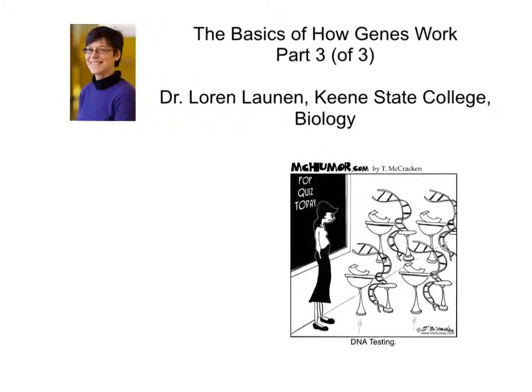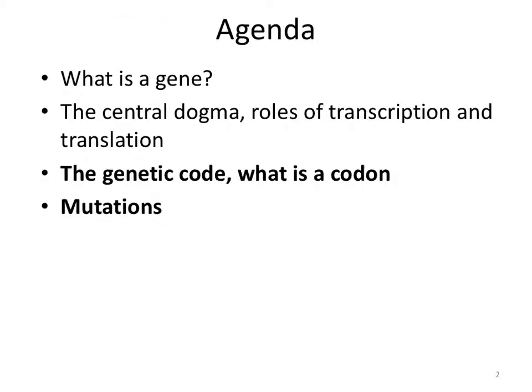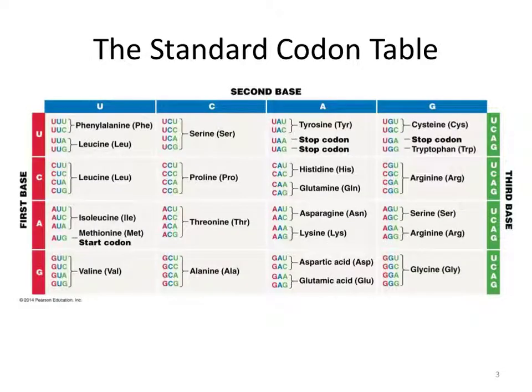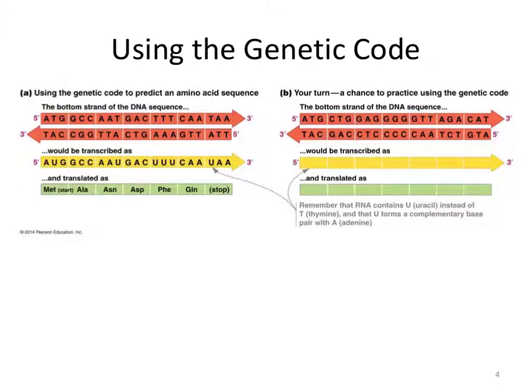This is the third and final part of this lecture series on the basics of how genes work. What we're going to talk about a little bit more is how to use or apply the genetic code, and we're going to talk about mutations. Alright, so we just finished looking at the standard codon table, which shows us the standard RNA codons for the 20 common amino acids. Now let's think about how to use it.